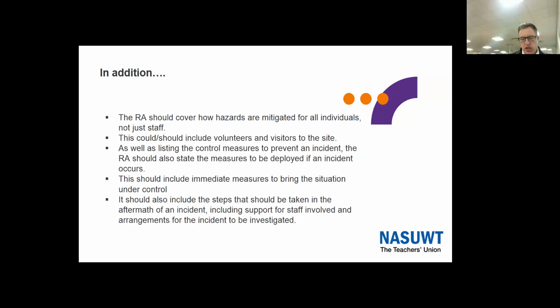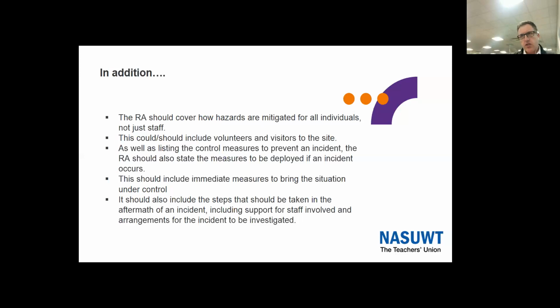As well as listing the control methods to prevent an incident, it should also state what to do if an incident occurs. So if we have a pupil that becomes violent, what are the steps that need to be taken then? And I've seen some very, very poor examples of this. One from Scotland that I remember is basically that if an incident occurs and a member of staff is injured, just send another member of staff in. It needs to be better thought out than that. There needs to be a clear protocol and a clear procedure of how we're going to handle an incident if it happens. And that, of course, should include immediate measures to bring the situation under control, and may include the involvement of outside agencies such as the police.